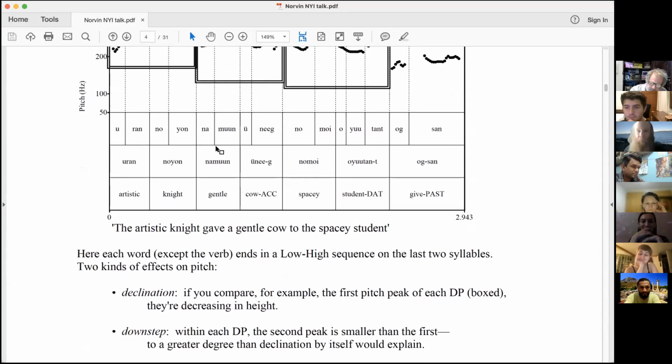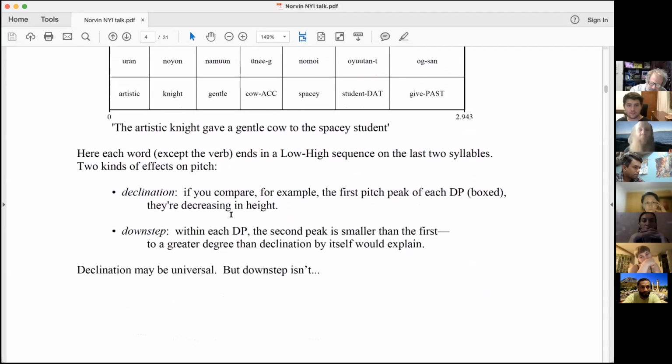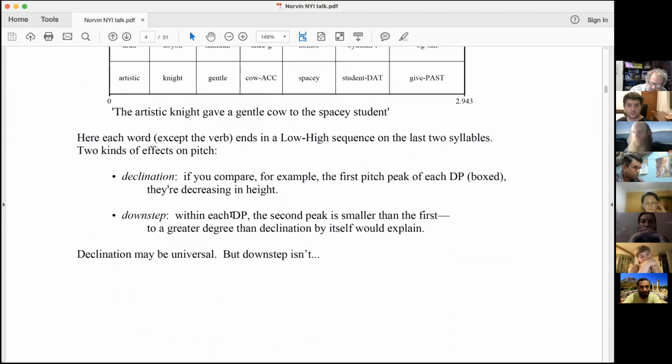So two things, declination and downstep. Declination, general tendency for the pitch of your voice to fall as you speak. Downstep, this relationship within each DP, the second peak is smaller than the first to a greater degree than declination by itself will explain. And notice that as you go from one box to the next, the pitch goes back up again. Not as high as the first pitch in the preceding box, but high. Okay, so declination, I think I said, may be universal. It may be that all languages have this general tendency for the pitch of your voice to fall as you speak, but downstep is not.